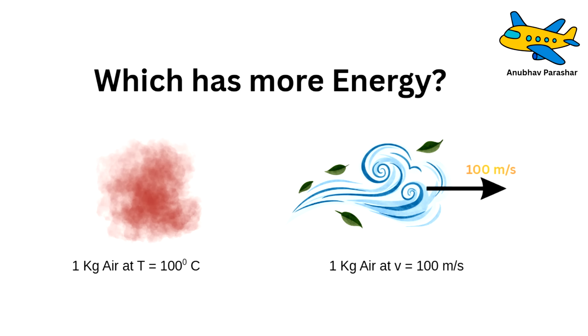I'd like to start with a question. Which of the two do you think has more energy? 1 kg of air at temperature 100 degrees centigrade or 1 kg of air at velocity 100 meter per second? Suppose you have to design a rocket and you have to choose one source of energy. Which one would you choose? Heated air or air moving with very high velocity? You'll be able to answer this question within few minutes of this video lecture.